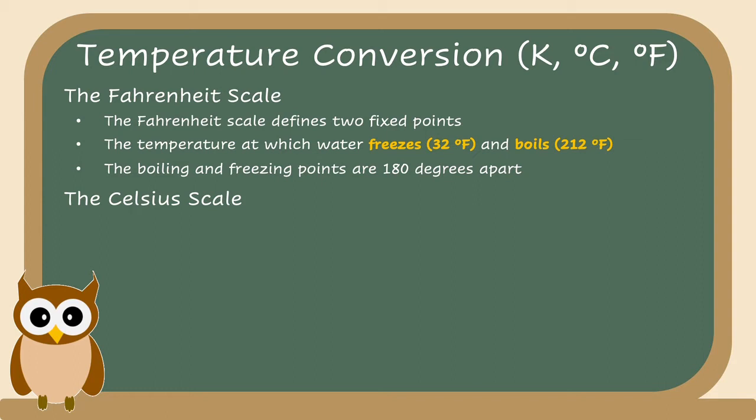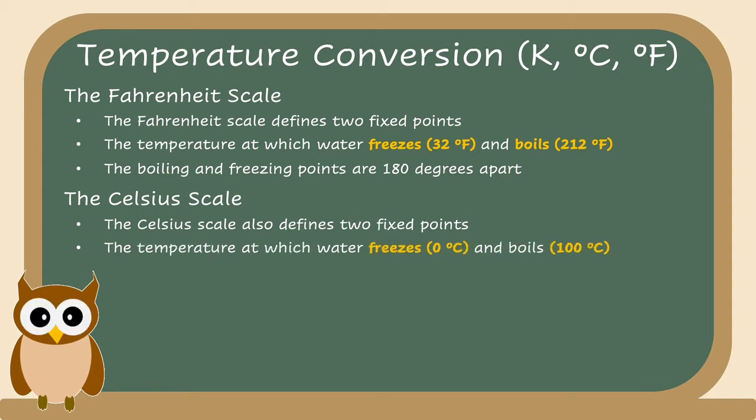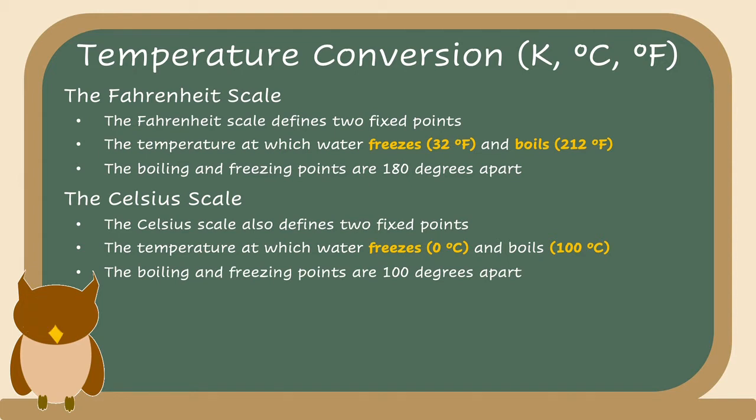Now the Celsius scale is more familiar to me. It too is defined by two fixed points at standard atmospheric pressure. The temperature at which water freezes on the Celsius scale is 0 degrees, and the temperature at which it boils is 100 degrees. The freezing and boiling points are separated by 100 degrees.